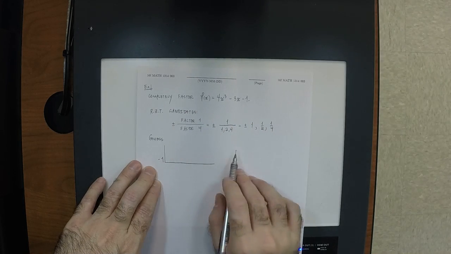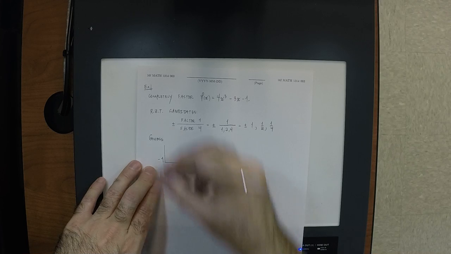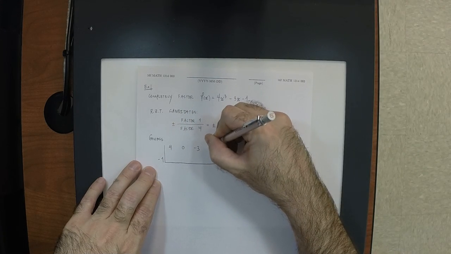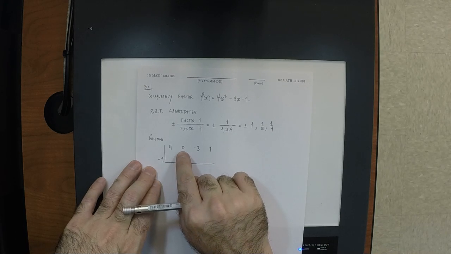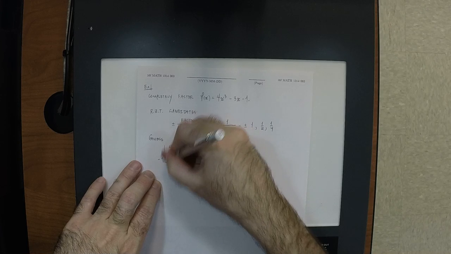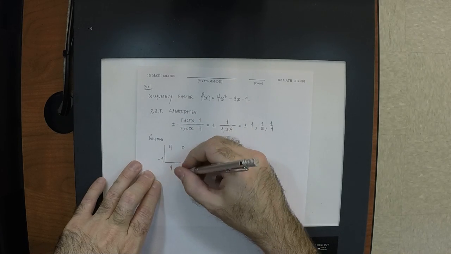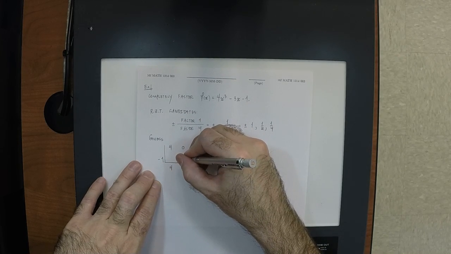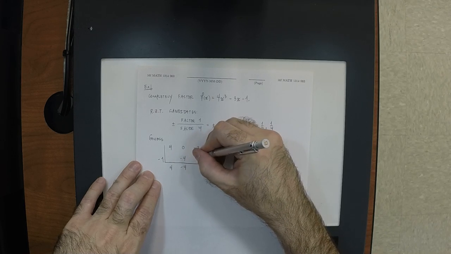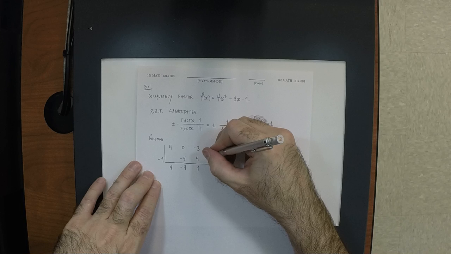And what goes on the top here? 4, 0, -3. Very good. And where did this 0 come from? X squared. Yeah, there's no x squareds. So now I'm going to guess. So you carry down this. So 4, and then now you alternate, multiply and add. So multiply, add. Multiply, add.